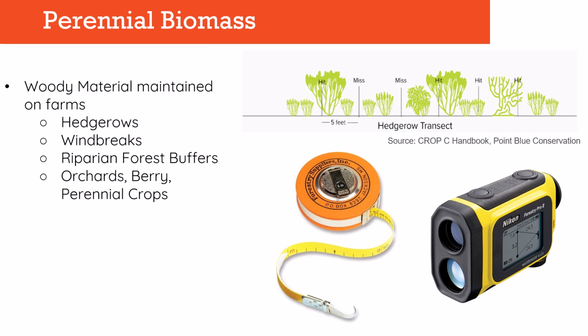Above-ground perennial biomass is another important metric to consider when carbon planning on farms. Point Blue Conservation developed methods in Excel spreadsheets to calculate and guide monitoring of perennial biomass. This can look like assessing hedgerows, windbreaks, and riparian forest buffers, or woody farm crops such as orchards and berry operations to see what their estimated carbon value is. To do these protocols, you will need a tape measure, DBH tape, and a clinometer or rangefinder to assess the site.